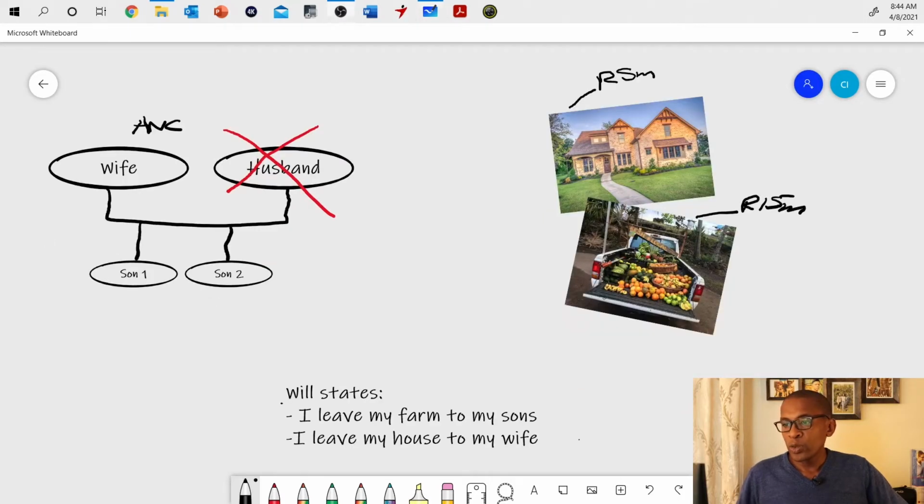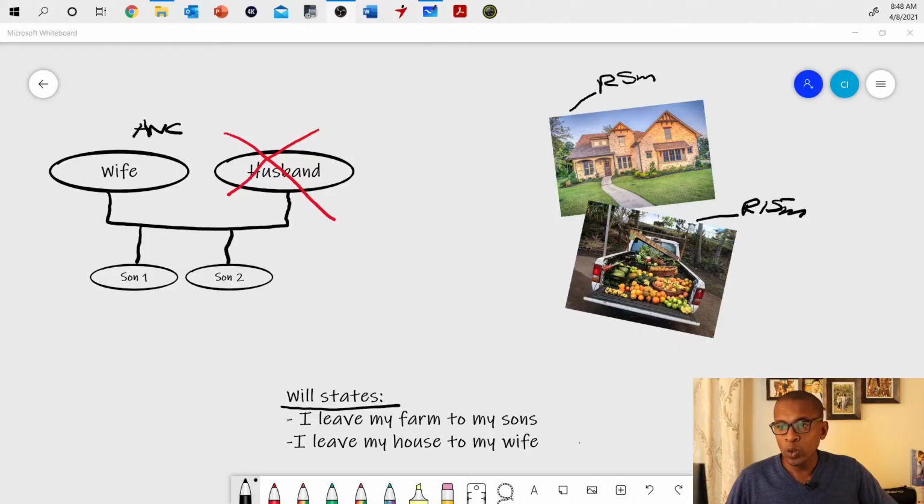Now let's just say in terms of his will, it states that I leave my farm to my 2 sons and I leave my house to my wife. And just to spice it up just a little bit, let's assume that son 1 actually is in South Africa and works in the farm, is a general manager in the farm. He knows the farm work and all of that. He works together with his dad. However, son 2 has relocated to the UK and is actually a lawyer in the UK.